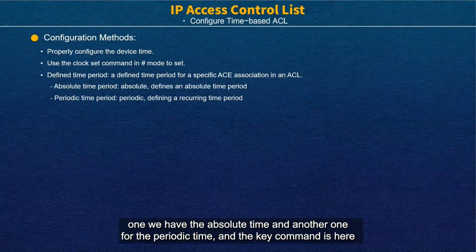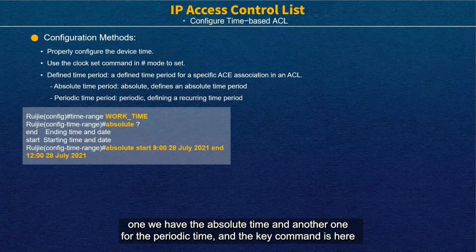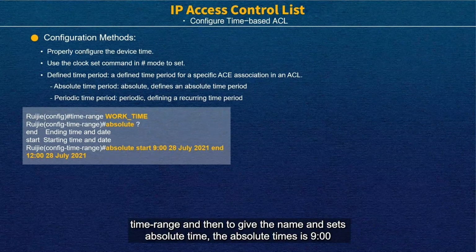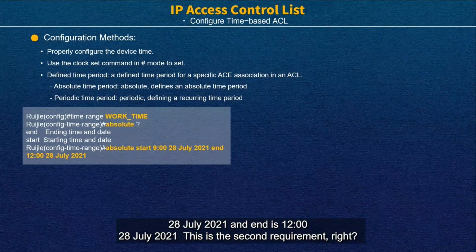And one is the absolute time and another one is the periodic time, and the key command is here, time range, and then give the name and set the absolute time. The absolute time starts at 9 o'clock 20th July 2021 and ends at 12 o'clock 28th July 2021. This is the second requirement, right?